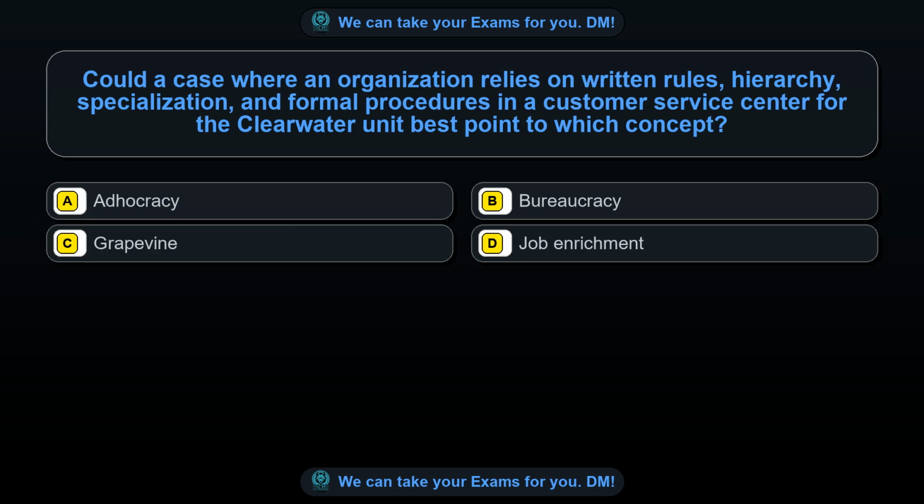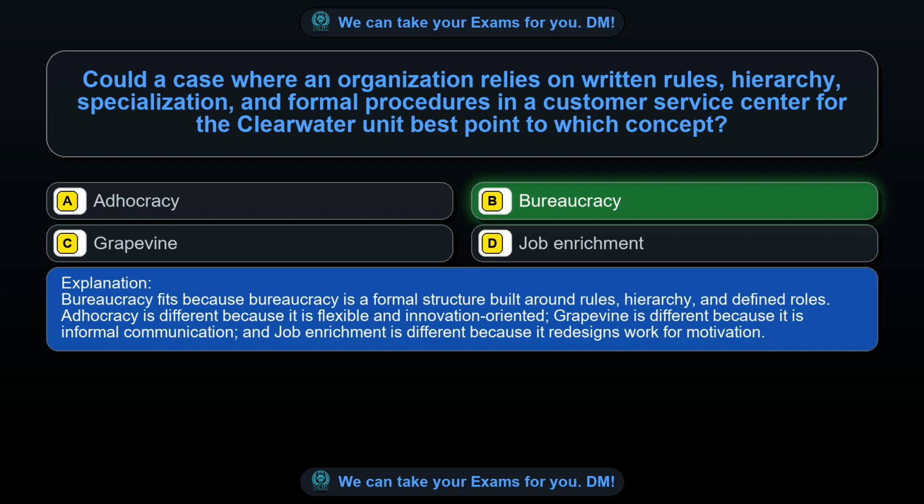Question 84. In a case where an organization relies on written rules, hierarchy, specialization, and formal procedures in a customer service center for the Clearwater unit, which concept does it best point to? Option A, adhocracy. Option B, bureaucracy. Option C, grapevine. Option D, job enrichment. The correct answer is option B, bureaucracy.